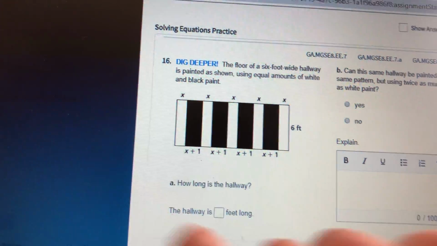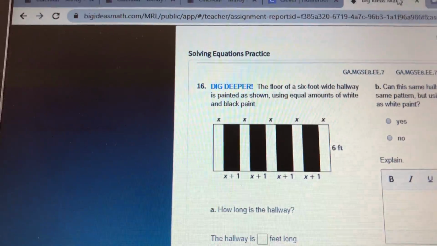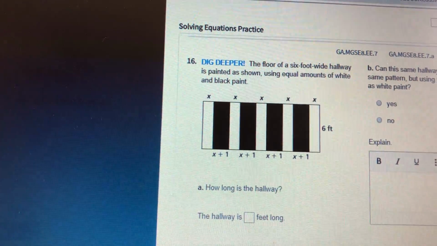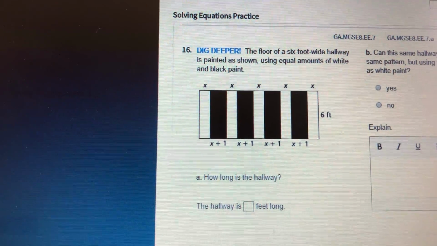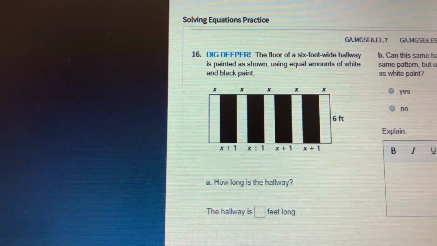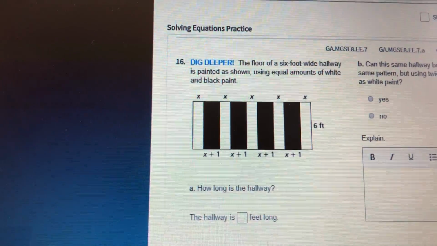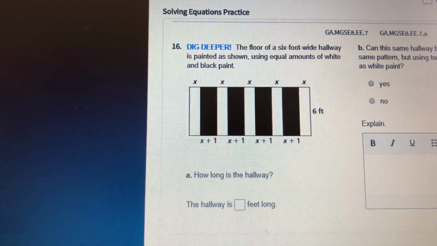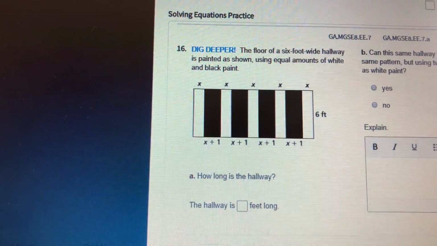With that being said, now we know that we can set the expression for the white equal to the expression for the black, right? And we should have an equation, sorry. All right, so while I have the picture up here, we're going to go ahead and form that, and then I'll move to the paper to show you how to solve it.